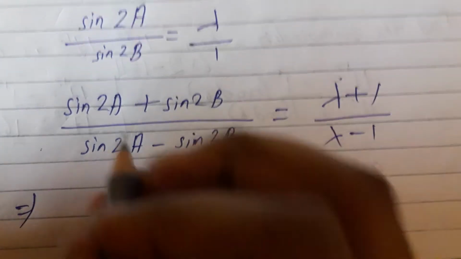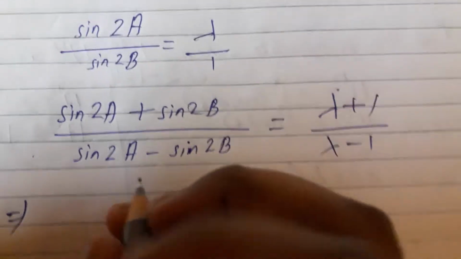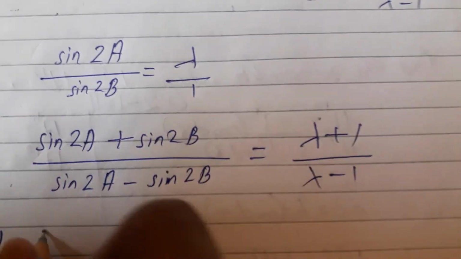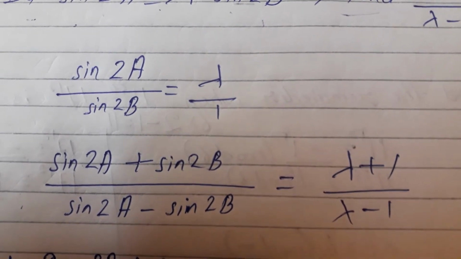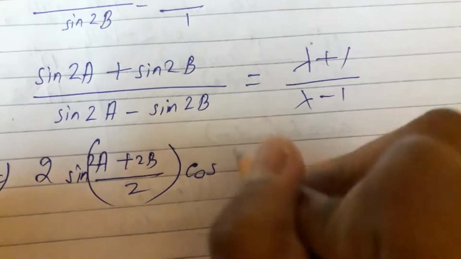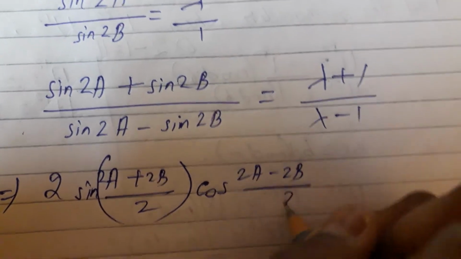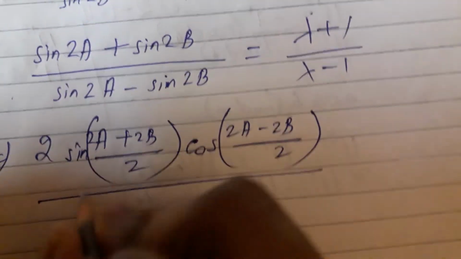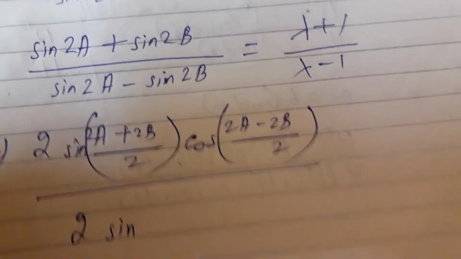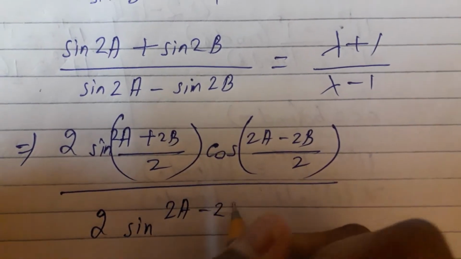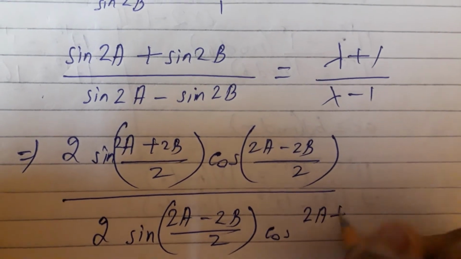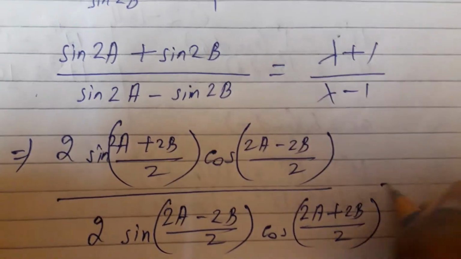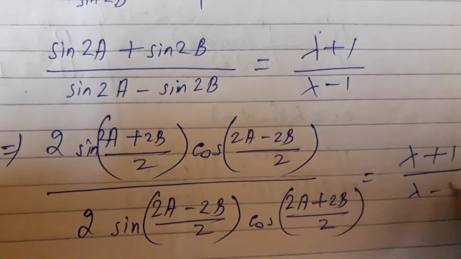Sin A plus sin B means 2 sin (A plus B) by 2 into cos (A minus B) by 2, we all know. So 2 sin (2A plus 2B) by 2 into cos (2A minus 2B) by 2. Similarly, for the denominator, 2 sin (2A minus 2B) by 2 into cos (2A plus 2B) by 2. Okay, so this equals (lambda plus 1) by (lambda minus 1).